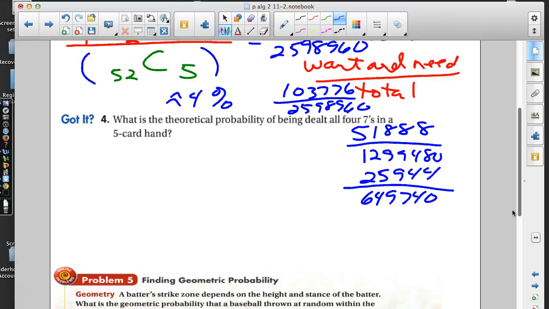Now, at some point in this process, the numbers will become small enough that the calculator would actually do the reducing for you. So let's see if this is small enough now that the calculator will take it. And I don't know why I put parentheses up there, but 649740. Nope, still won't take it. So we can go again.